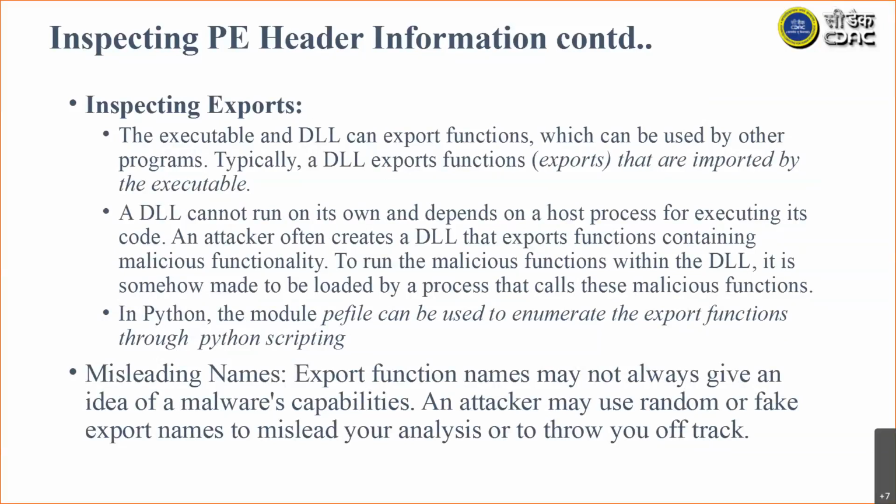An attacker often creates a DLL that exports functions containing malicious functionality. To run the malicious functions within the DLL, it is somehow made to be loaded by a process that calls these malicious functions. In Python, pefile can also be used. There is a module, pefile. It can also be used for scripting to enumerate the export functions through Python scripting.